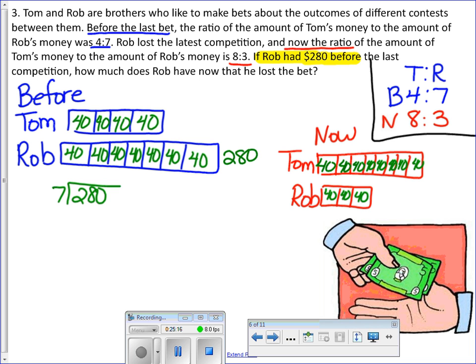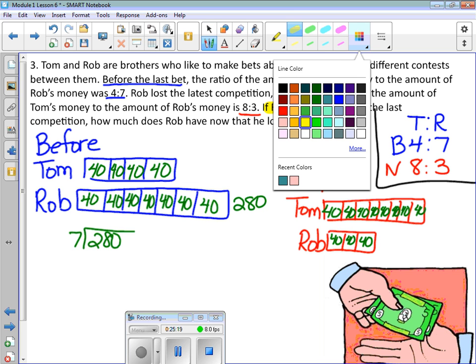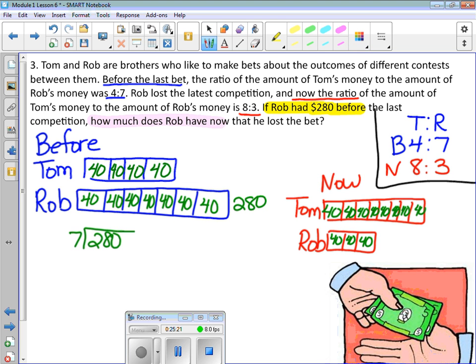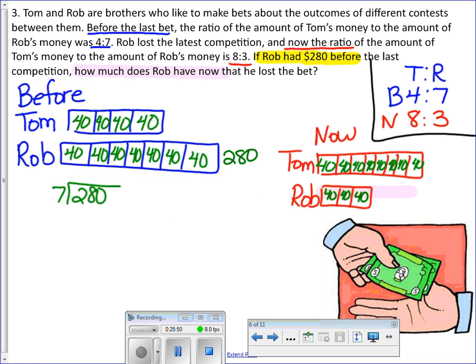But now we have to find out what they're asking us. What are we trying to find? We want to know, how much does Rob have now that he lost the bet? So how much does Rob have now? Okay, so there on that tape diagram, that represents $120. How did she get that? Anybody not sure? We're going to show our work. 40 times 3 equals 120.